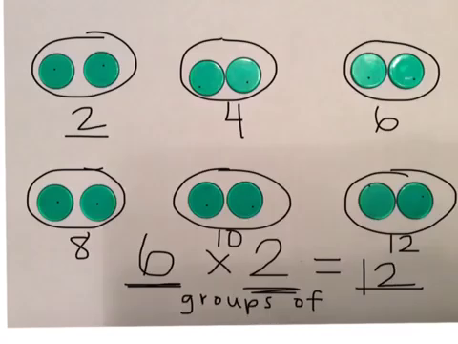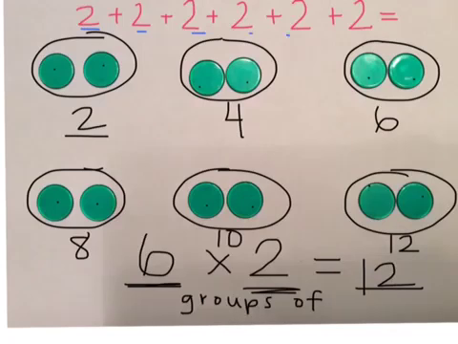Now we need to find the total. We can do a count by 1, 2, 3, 4, 5, 6, 7, 8, 9, 10, 11, 12. We counted by 2's 6 times to get up to 12. 12 is our product or our answer. We could also do a repeated addition problem. We could do 2 plus 2 plus 2 plus 2 plus 2 plus 2. Make sure we have 6 of them. The number 2 is repeated 6 times, and that would equal 12.